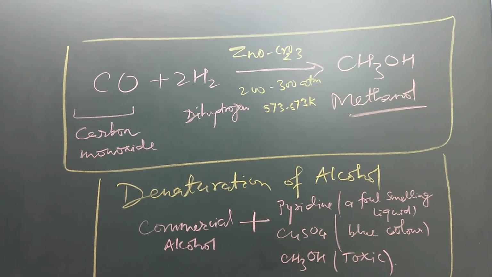Now let's see denaturation of alcohol. Commercial alcohol is made unfit for drinking by mixing pyridine, which is a foul smelling liquid, copper sulfate, which gives it a blue color, and methanol, which is toxic. Commercial alcohol is made unfit for drinking by the process that is called denaturation of alcohol.